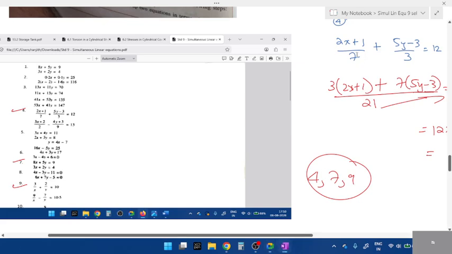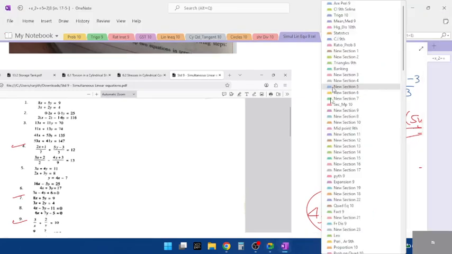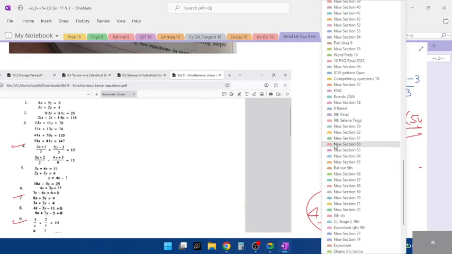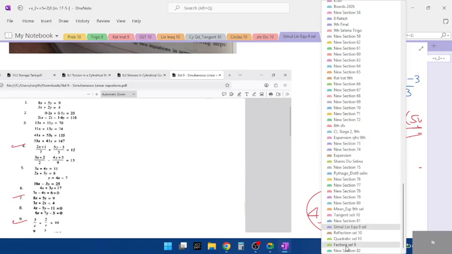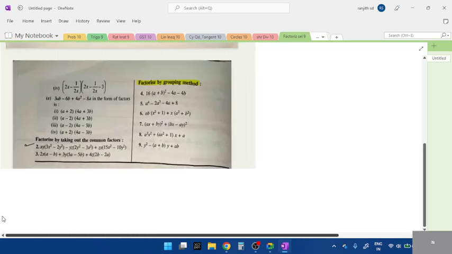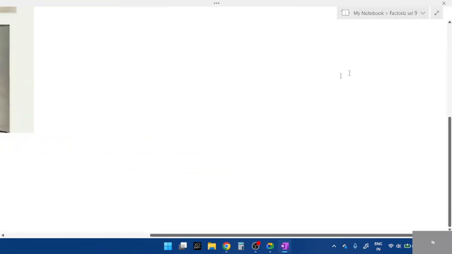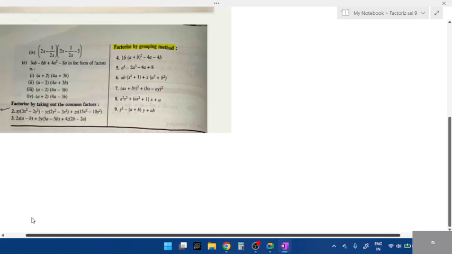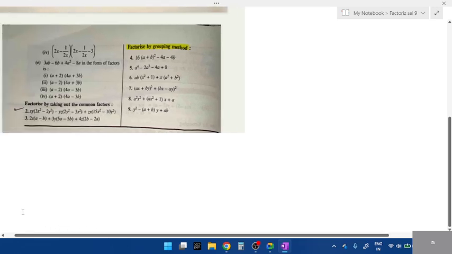We'll continue with expansion one. Not expansion, factorization. How many questions are left in this? 8 and 9. Okay, we'll wait for 2 minutes. Let them join.